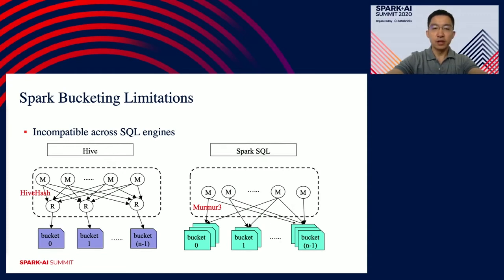But for Spark SQL, there will be no extra shuffle. So each task will write into up to n bucket files, each of which will be very small. Secondly, they use different hash mechanisms. Hive uses Hive hash, but for Spark, Murmur3 will be used. So the data distribution will be very different. That's why they are not compatible.